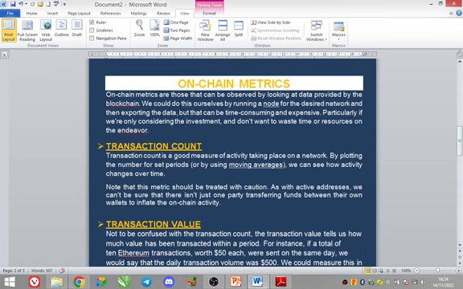Now, in this on-chain metrics, right? In this on-chain metrics, we say on-chain metrics are those data that can be observed by looking at the data provided by the blockchain.